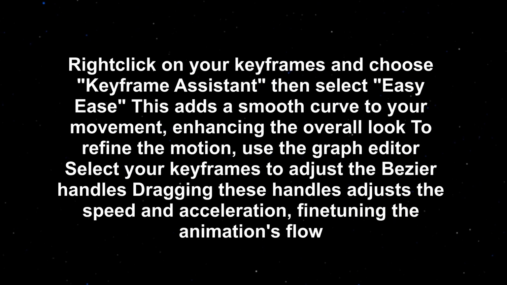Right-click on your keyframes and choose Keyframe Assistant, then select Easy Ease. This adds a smooth curve to your movement, enhancing the overall look. To refine the motion, use the graph editor. Select your keyframes to adjust the Bezier handles. Dragging these handles adjusts the speed and acceleration, fine-tuning the animation's flow.